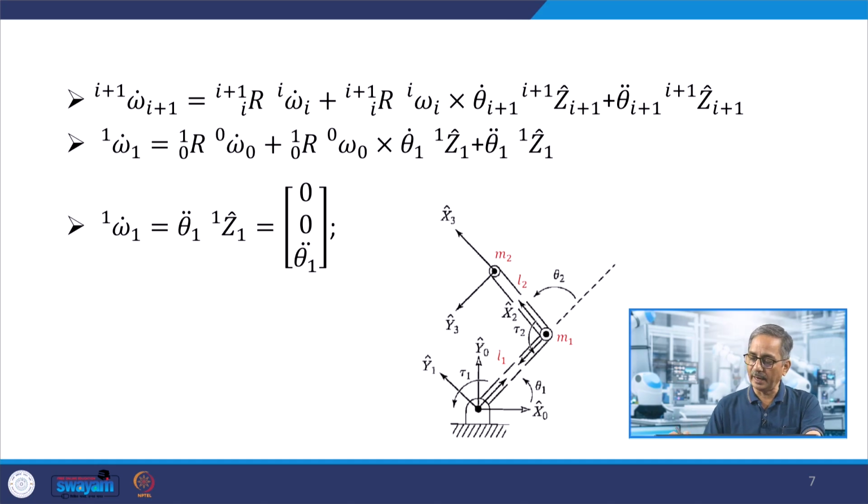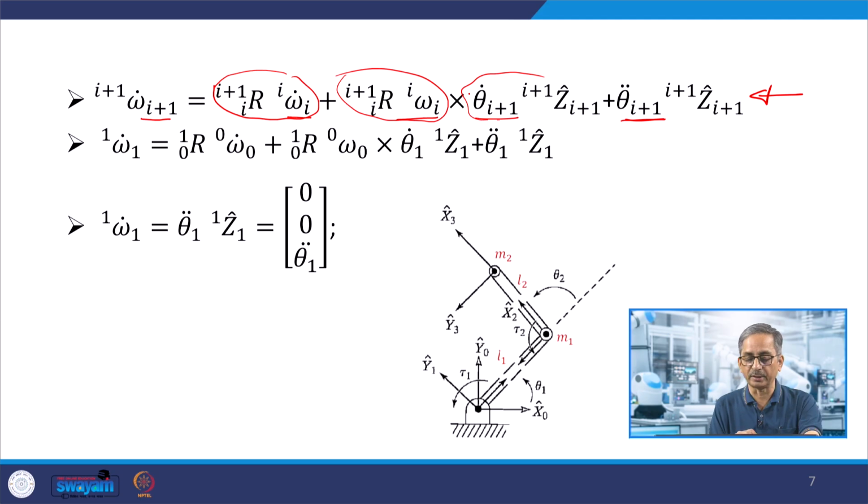For that, this is the recursive equation for the angular acceleration. That is, the angular acceleration of the i plus 1th link is equal to the angular acceleration of the ith link plus the joint acceleration, and then you are going to have a cross term involving these two terms. We have seen all these, involving omega i i and the joint velocity term. So, this is the cross term which comes. So, I can put i equal to 0 here in order to get the acceleration of the first link.